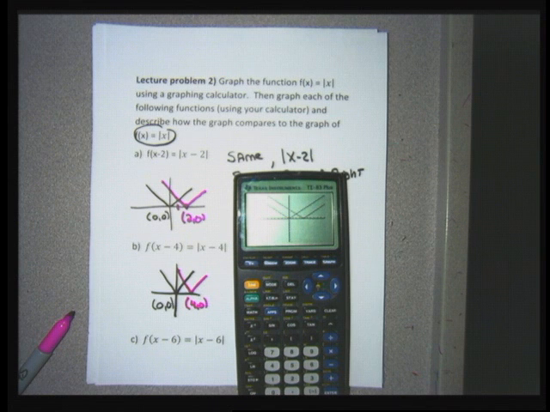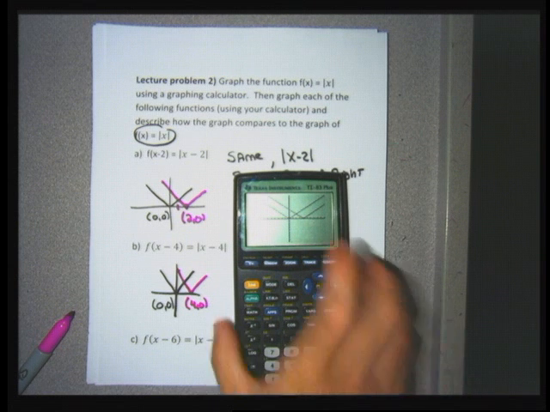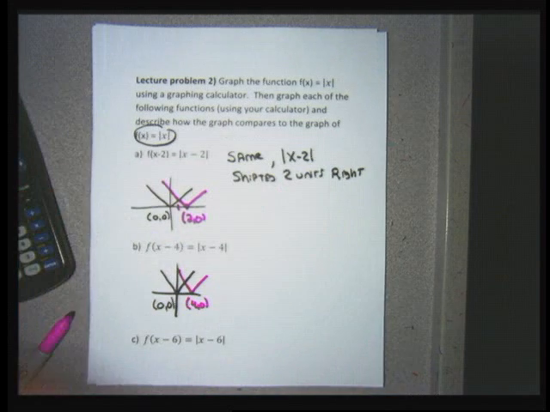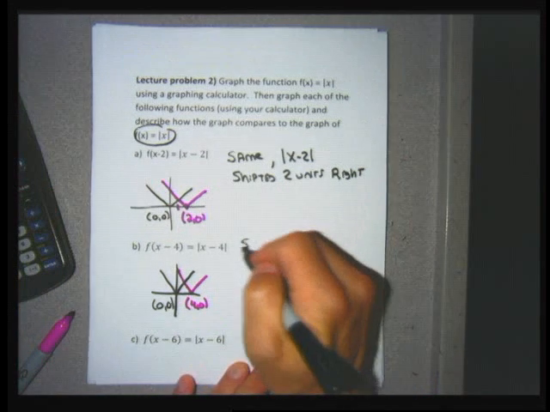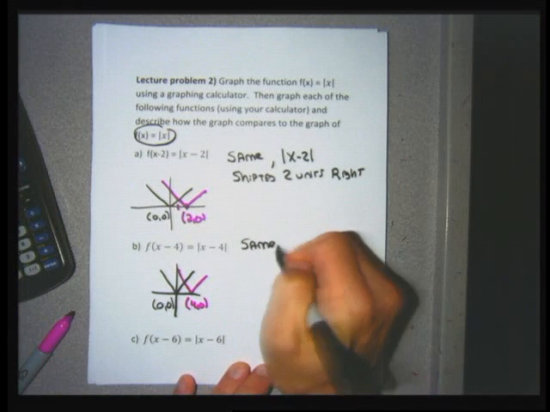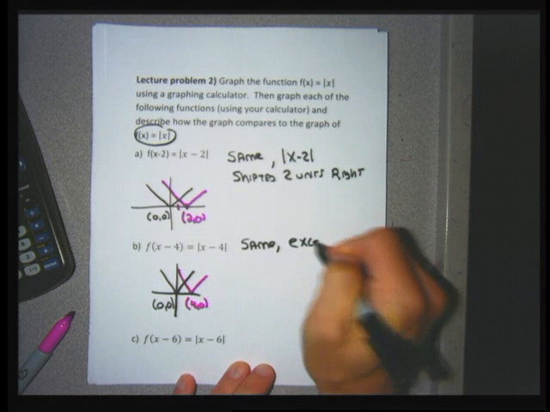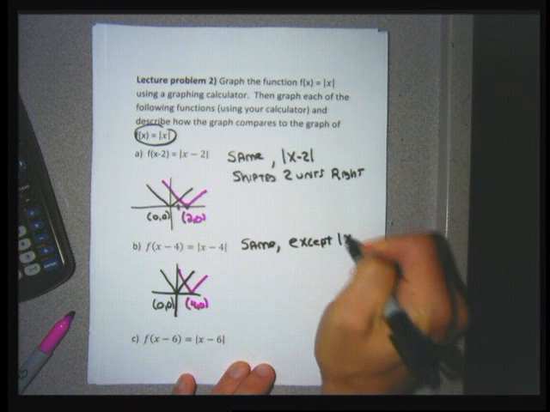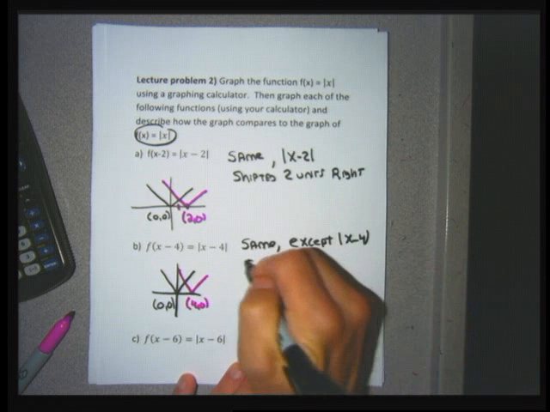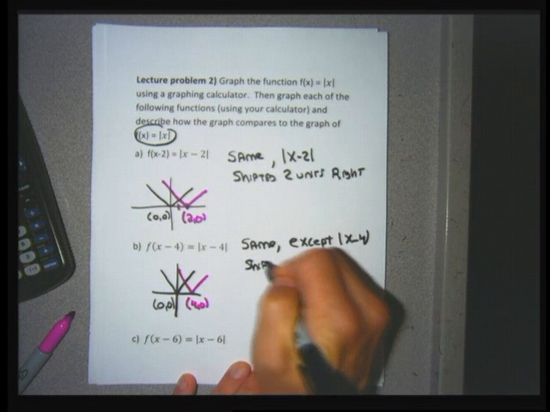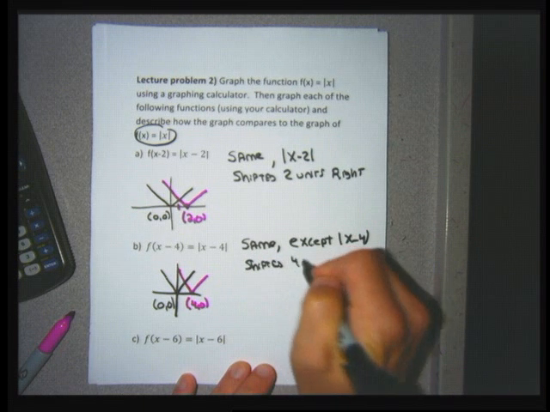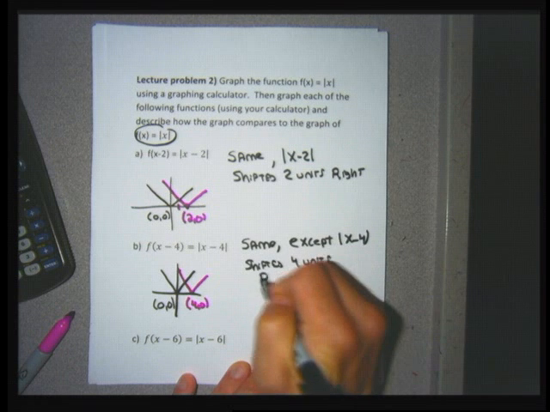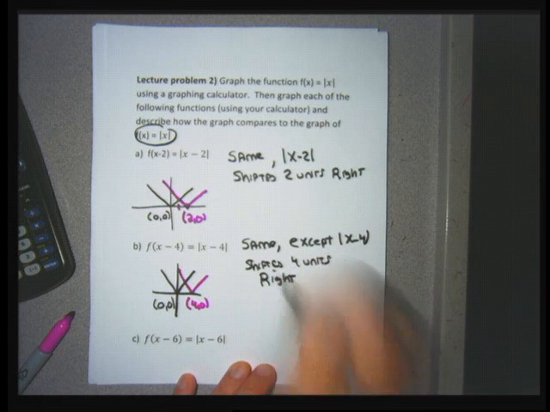That's why we call it a rigid transformation. It doesn't distort the graph, it just moves it. And I'm going to say these shapes are the same, except that the absolute value of x minus 4 is shifted 4 units to the right.